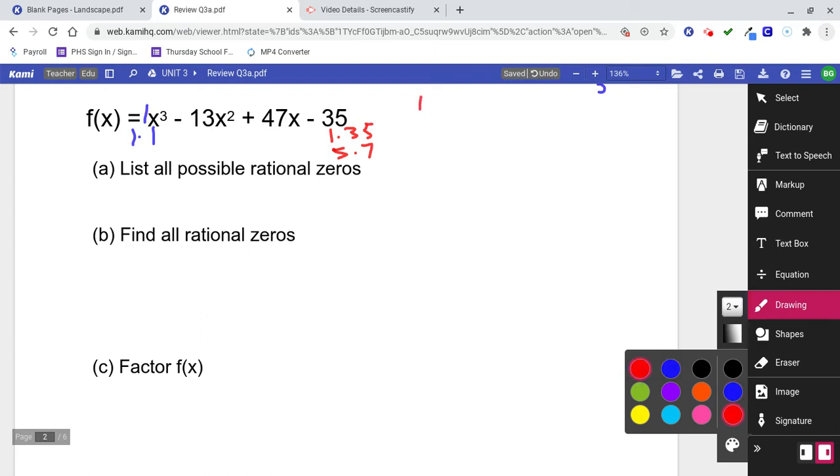So I would say 1 over 1 and 5 over 1 and 7 over 1 and 35 over 1. Now, normally there's more than just one blue number, but if there were more than one blue number, you'd have to take all the red numbers divided by all the blue numbers, and then clean it up a little bit. You're going to reduce your fractions and say plus or minus 1, plus or minus 5, plus or minus 7, plus or minus 35.